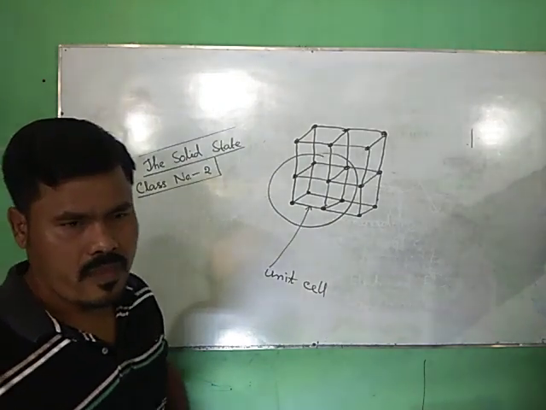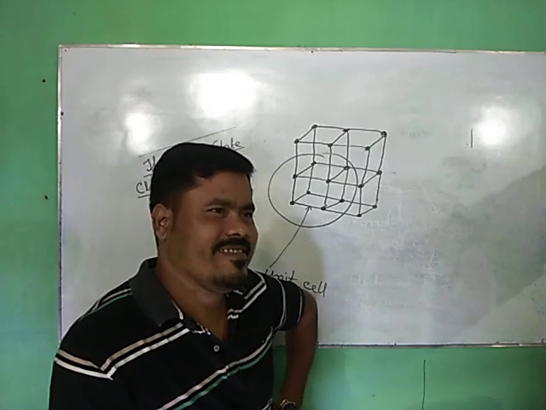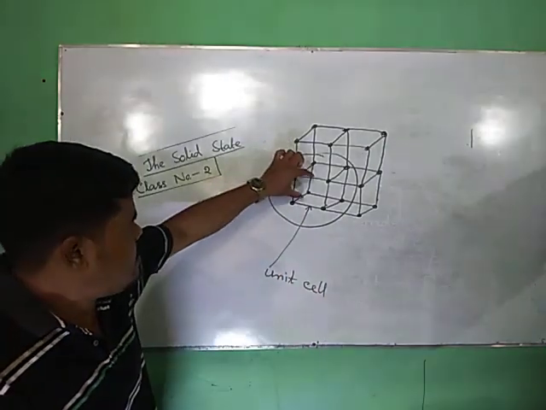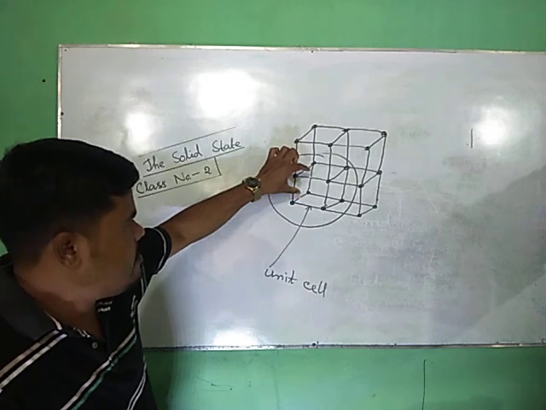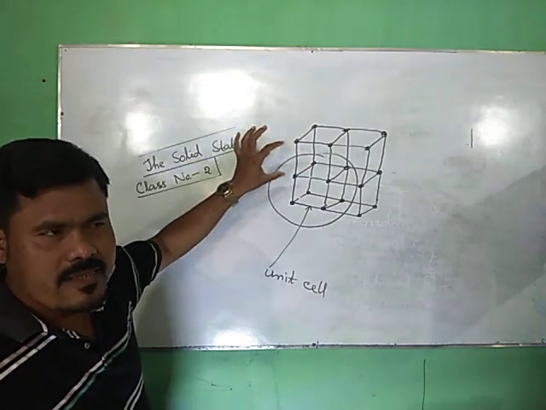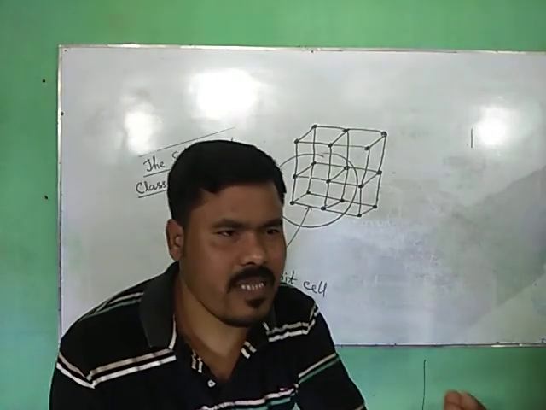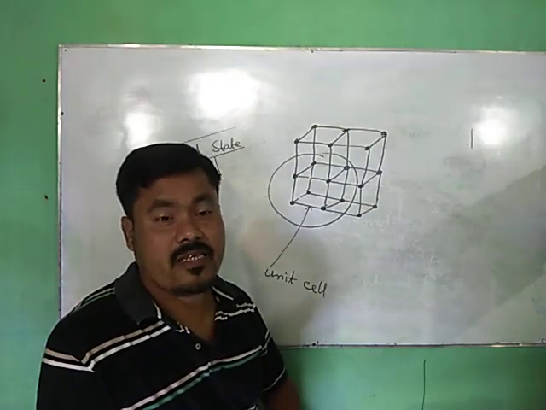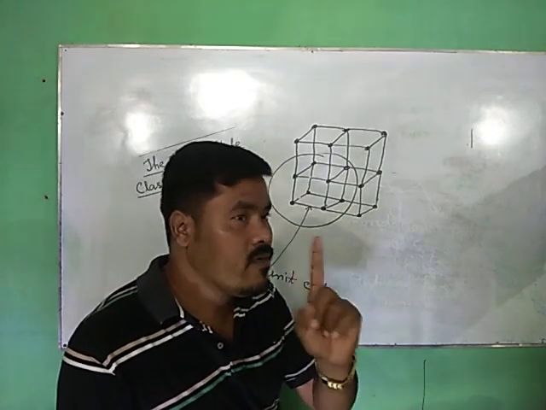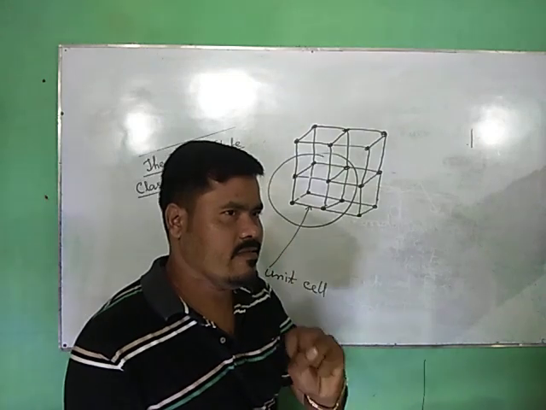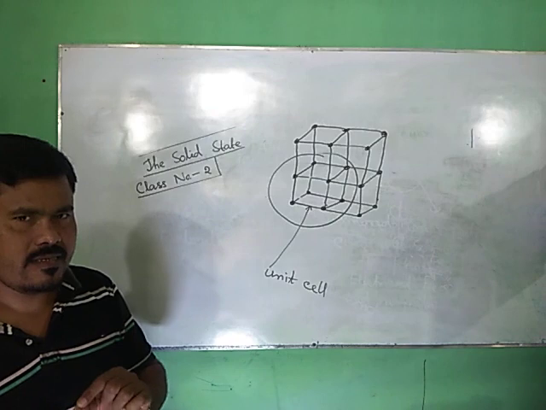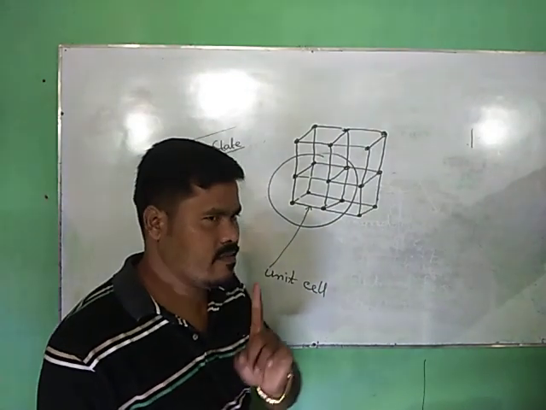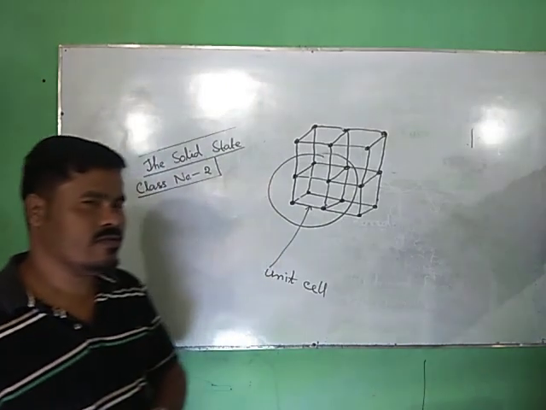Since we are considering this as unit cell, a crystal lattice may be imagined to be made up of a very large number of unit cells. Now we can mention the characteristics of a crystal lattice. Number one, each point in a lattice is called lattice point or lattice site.